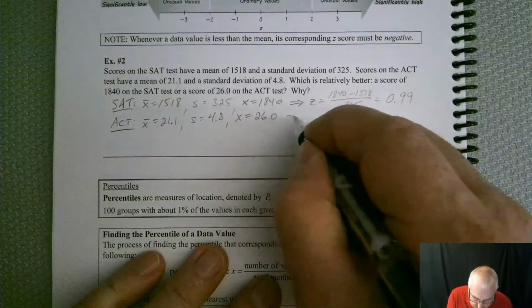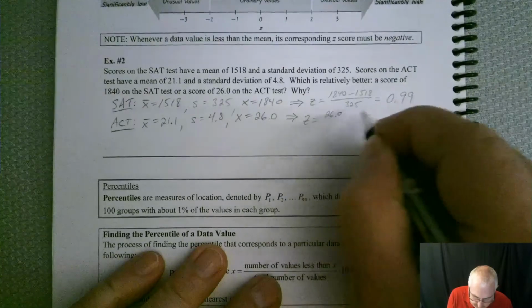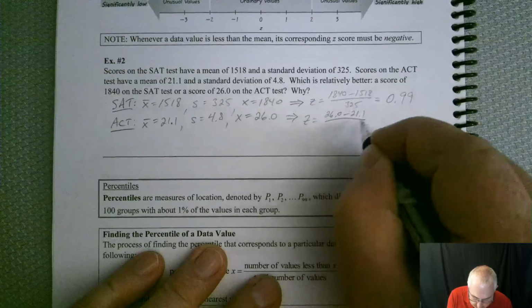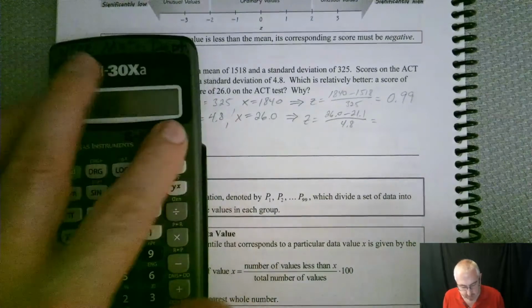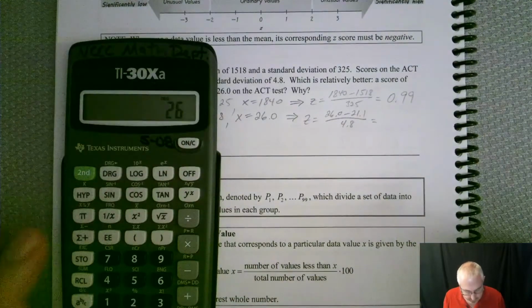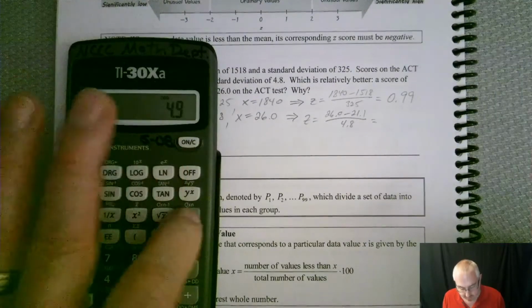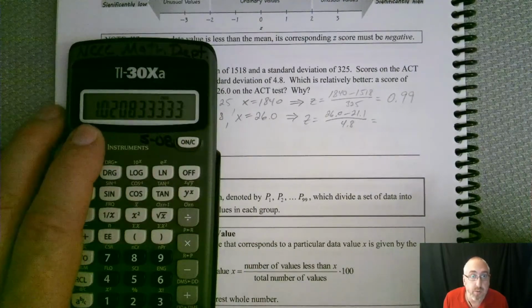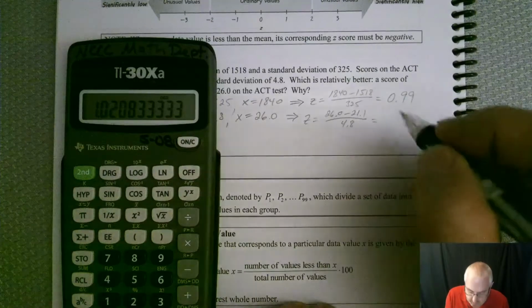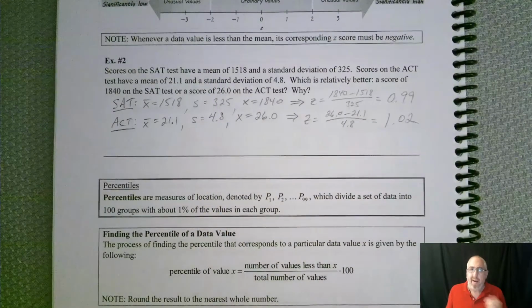Now let's do the other one. So we've got 26.0 minus 21.1 all over 4.8. Let's see what that gives us. Minus 21.1 equals, divided by 4.8. 1.0208, so again, 2 places, 1.02. All right, so that's interesting, but what does that tell us?